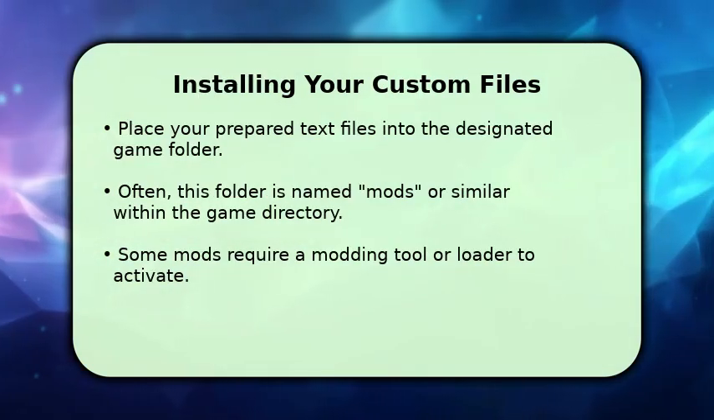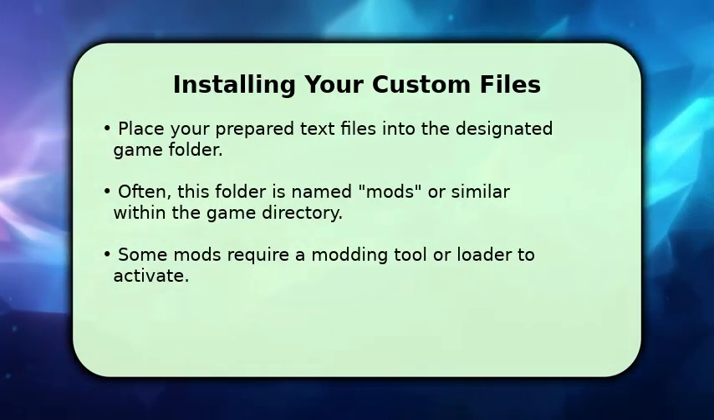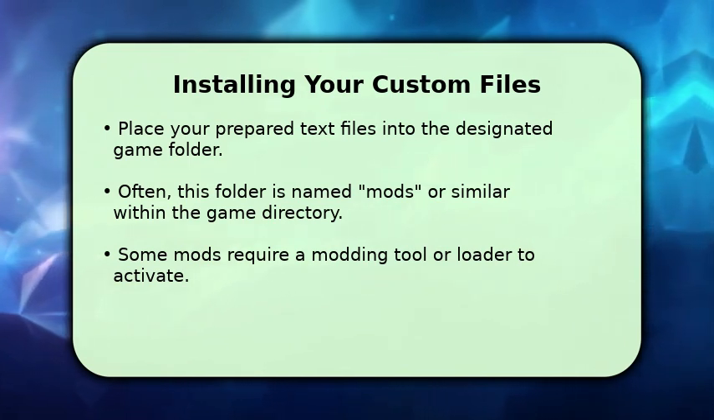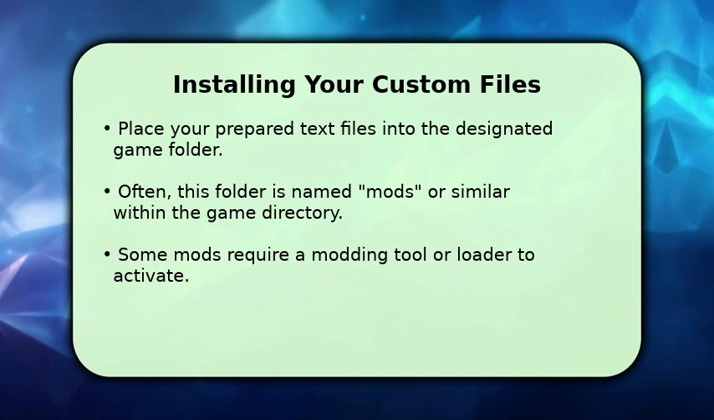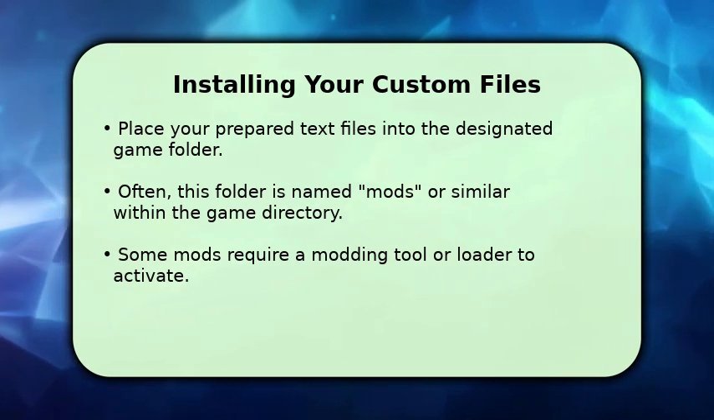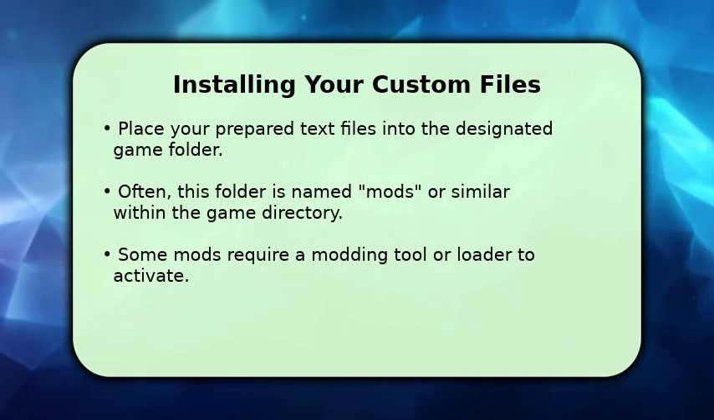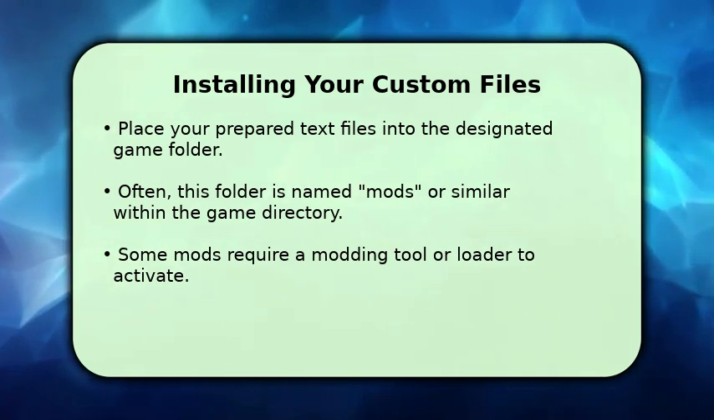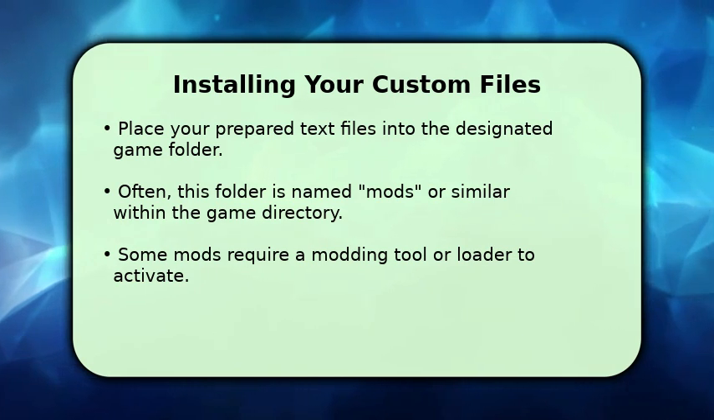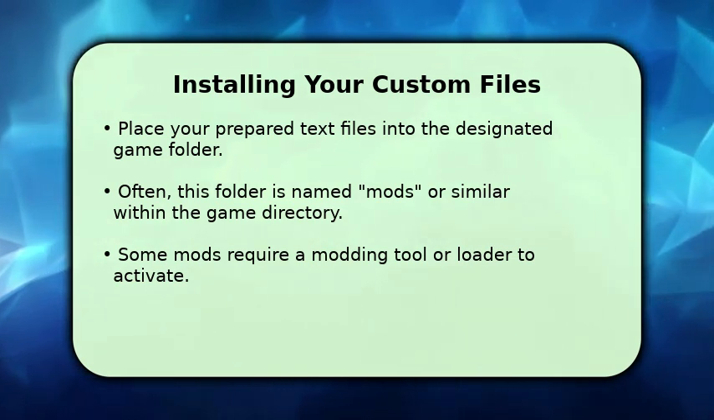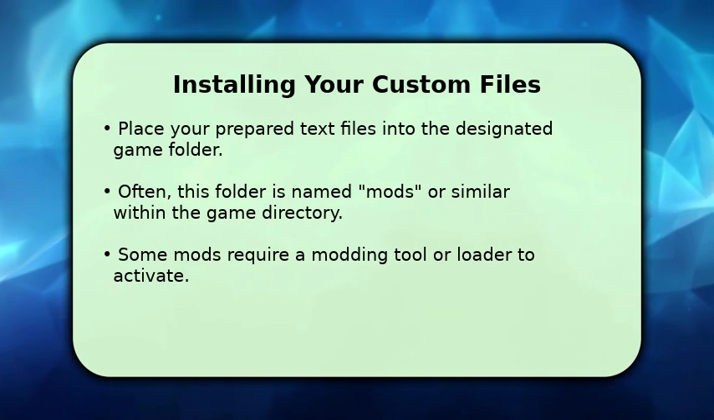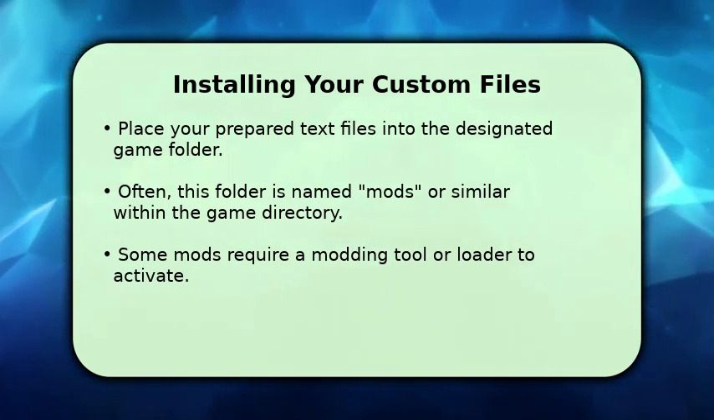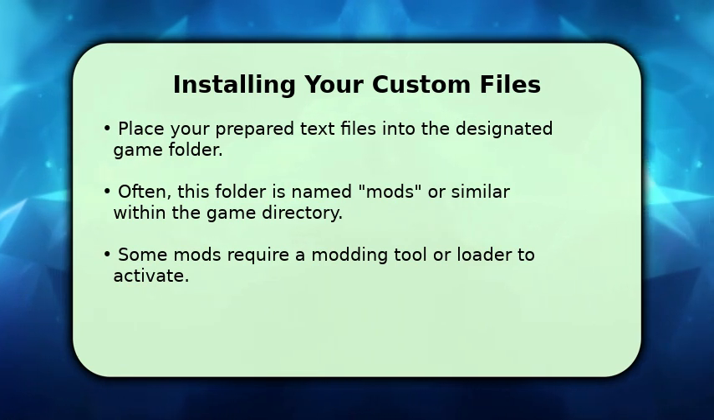Once your text files are ready, the next step is to place them in the correct game directory. For many NBA 2K mods, there's a specific mods folder or a similar location where custom files are read. If you're using a modding tool, it might have its own designated folder for these files. After placing them, you may need to run a mod loader or activate the changes through an in-game menu. Always back up your original game files before making any modifications.